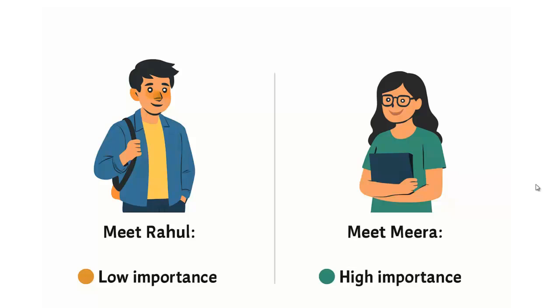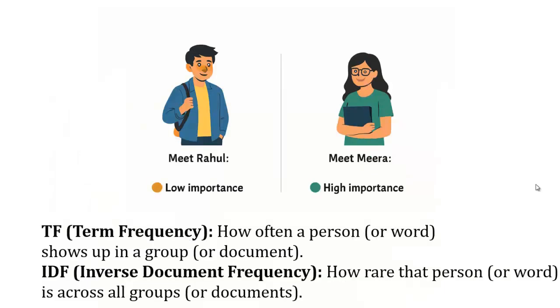Let's say you meet another student, Meera. Meera is only in the coding club. So if someone mentions Meera, you instantly know they are talking about the coding club, high importance, right? Now let's connect this to TF-IDF. TF means term frequency, means how often a person or word shows up in a group or document. IDF, inverse document frequency, how rare that person or word is across all groups, all documents.